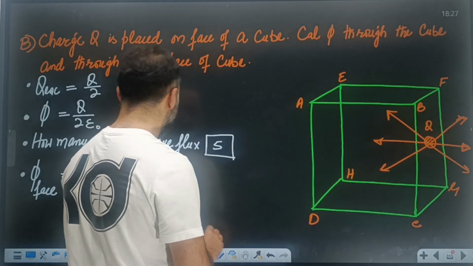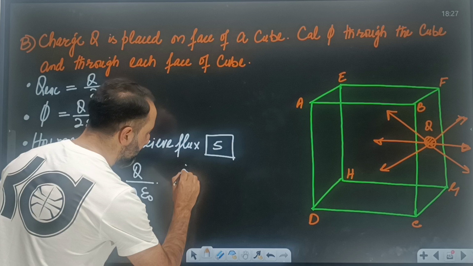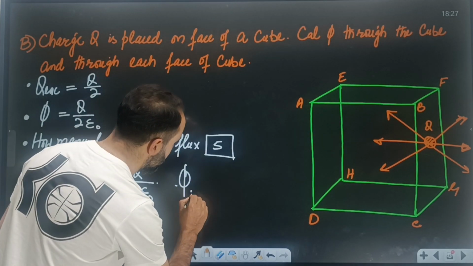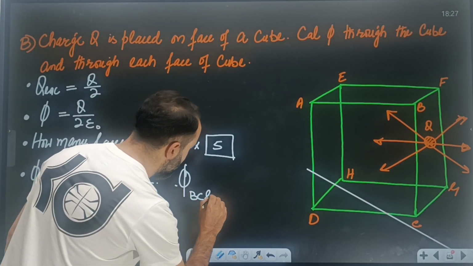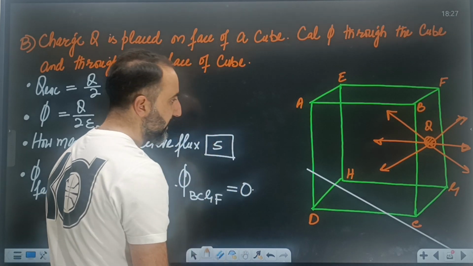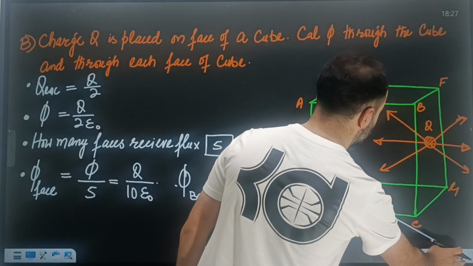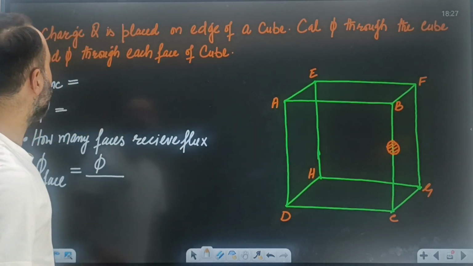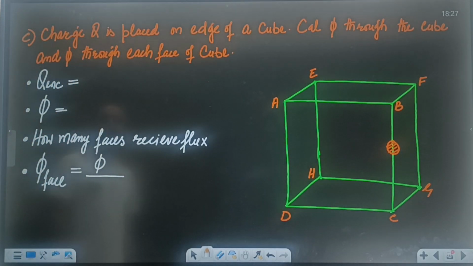ठीक है ना? And you can write down one more point here, and that's the flux through this very face, which is BCGF. The flux through that face will be equal to 0. ठीक है ना बेटा? अब आगे चलो बेटा, यहाँ पे ध्यान रखिए, concentrate here.